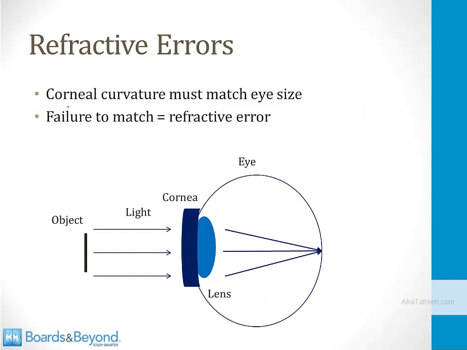To understand refractive errors, you need to appreciate that the corneal curvature of the eye has to match the size of the eye. Remember that the cornea does most of the refraction of the eye, and it needs to bend light to a focal point that ideally settles right on the retina. Sometimes as we grow, this process doesn't work out just right, and either the cornea has too much or too little curvature, or the eye is too big or too small, and as a result, the focal point is not on the retina. So in other words, if the curvature of the cornea doesn't match the size of the eye, this leads to a refractive error.